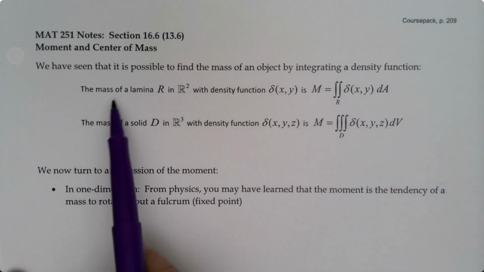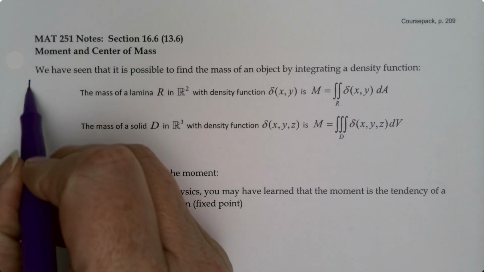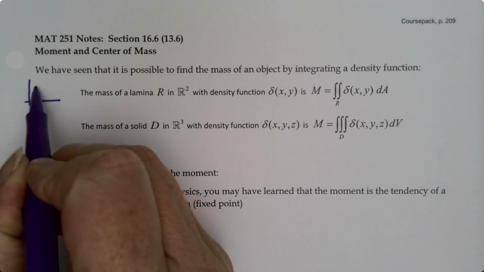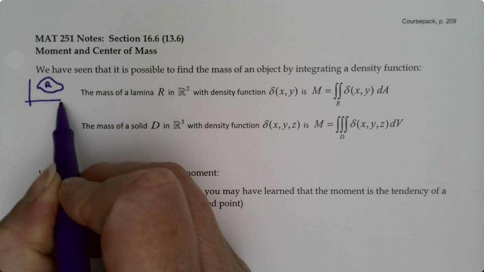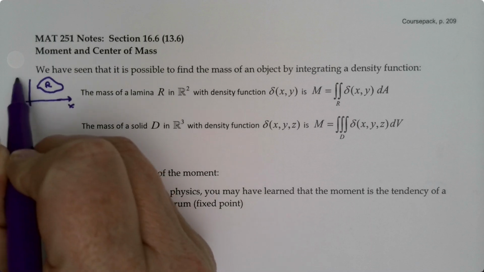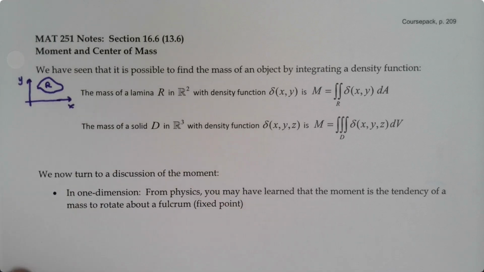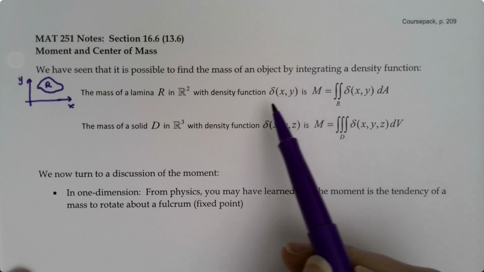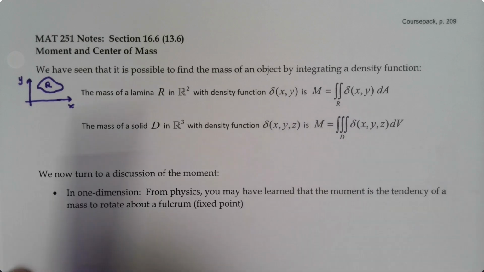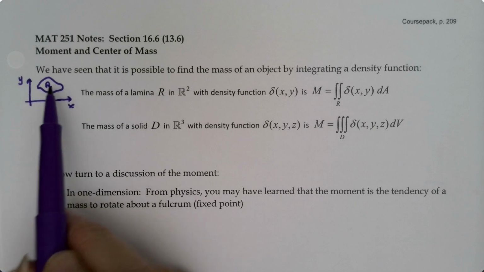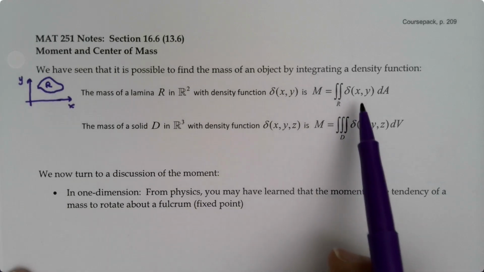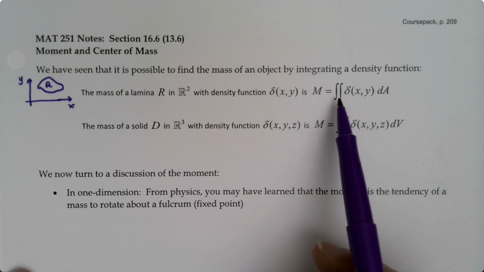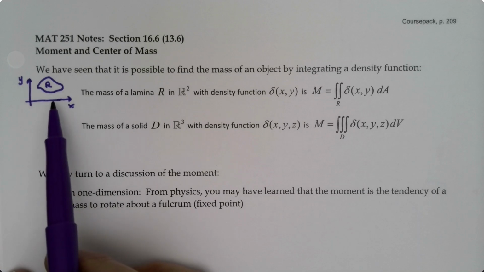So we could have the mass of a lamina. A lamina is a word for a two-dimensional region, right? So this would be your lamina R, where this is your x-axis and this is your y-axis. And if we want to find the mass, we would have a density function. So there's some density of this lamina. Lamina is a fancy name for a plate. So imagine it's like a plate. We have the density function, and we would integrate it over the two-dimensional region because, of course, it's a flat plate.